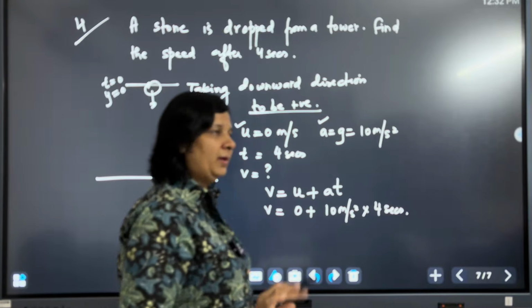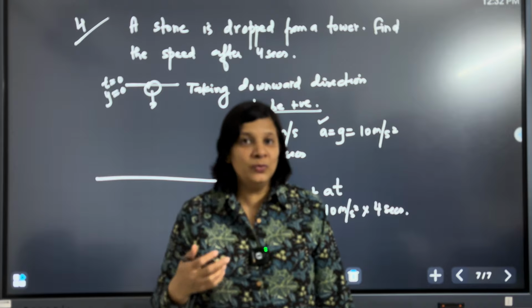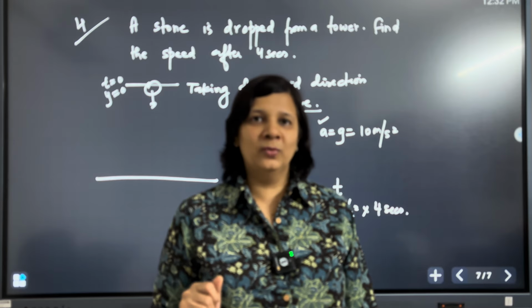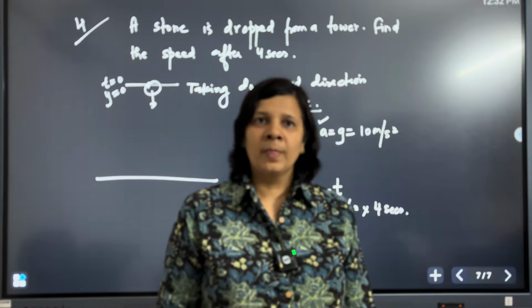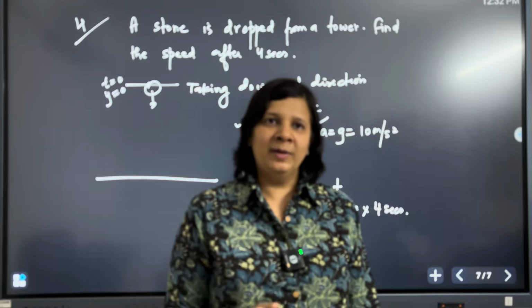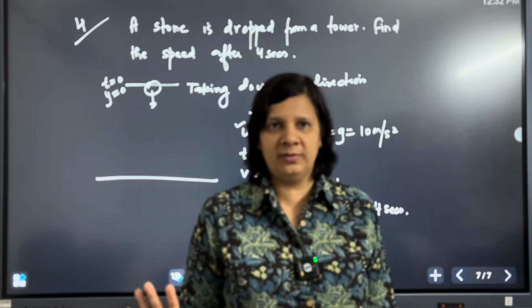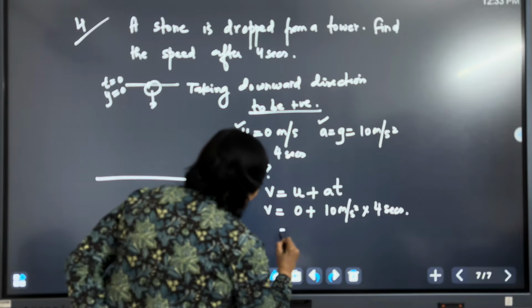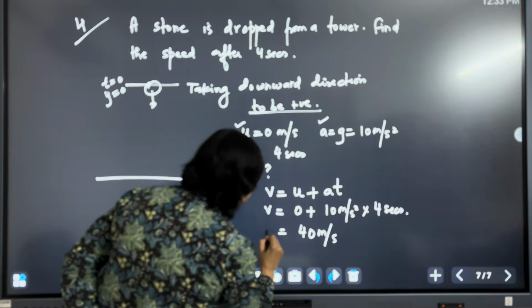The questions are simple. The only thing you should learn is how to use these equations, because all these are vector quantities. We will talk more about vectors when we do motion in 2 dimensions, right? But for motion in 1 dimension, just taking the plus and minus sign is sufficient to give the direction of that vector. So this is 40 meter per second. 1 second will cancel.